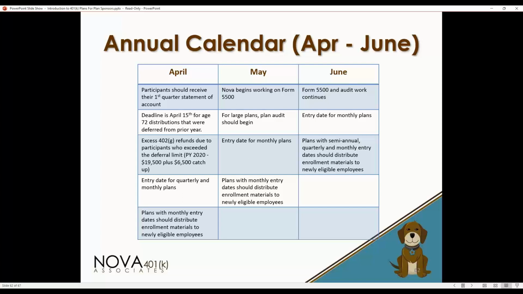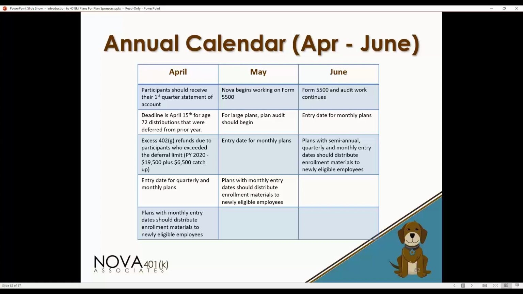April is also the month in which excess 402(g) refunds need to be processed. This is for participants who have gone over the deferral limit for that year. I see here we have an old slide of plan year 2020. But whatever the requirements are for that year, for instance, 2022, you want to make sure that they're processed no later than April 15th. This typically happens when you have a participant who has deferred at their prior employer and has come to you in the same year that they've deferred, and between the two, they've deferred too much. So they typically will not remember that they did that until they get their W-2s from each employer and then are told you've gone over the 402(g) limit between these two employers, and they'll have to take a distribution.